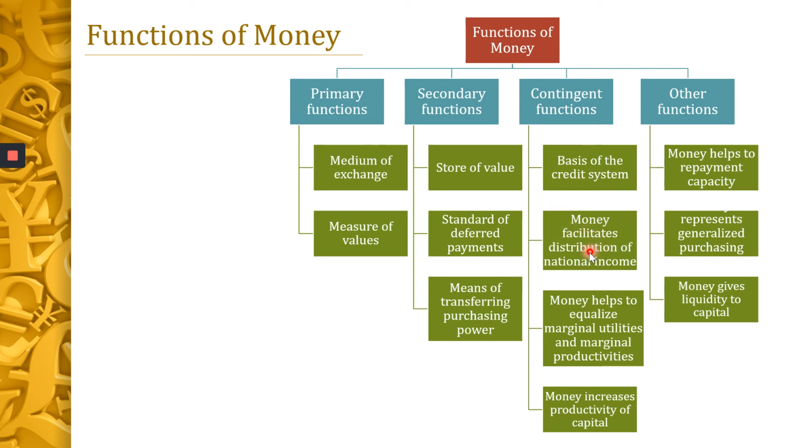Next one, money facilitates distribution of national income. What do you mean by distribution? Distribution of income to the factors of production: land, labor, capital, organization.